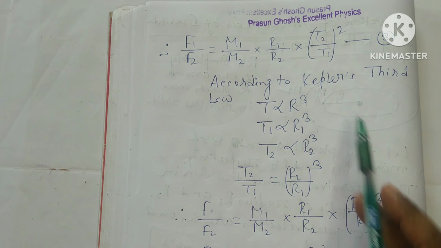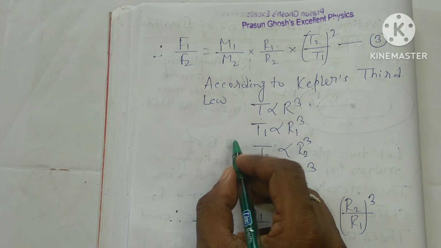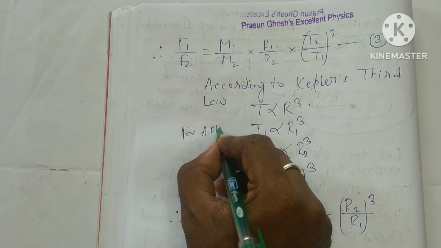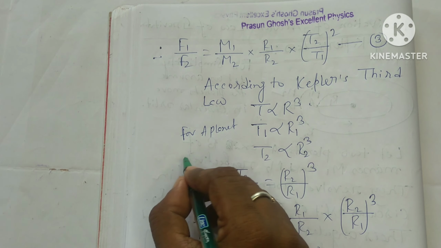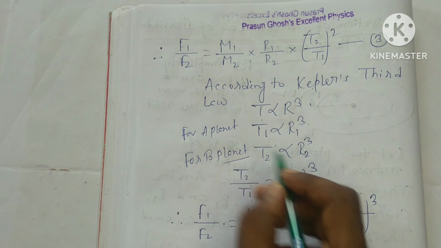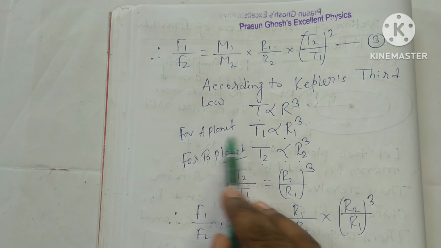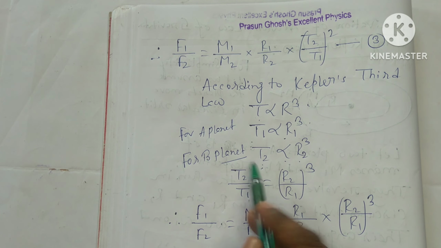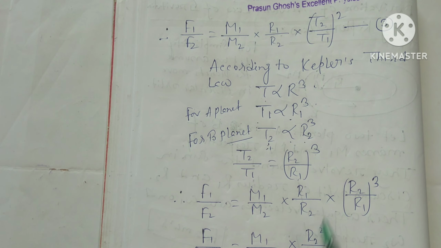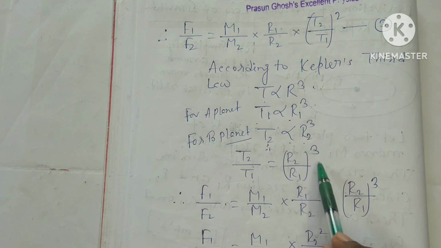Number 3. According to Kepler's law, T square is proportional to R cube. This is for the first planet, that is planet A, and this is for planet B. So we write T1 square proportional to R1 cube, and T2 square proportional to R2 cube. So dividing this by this, we can write T2 by T1 whole square equal to R2 by R1 whole cube.